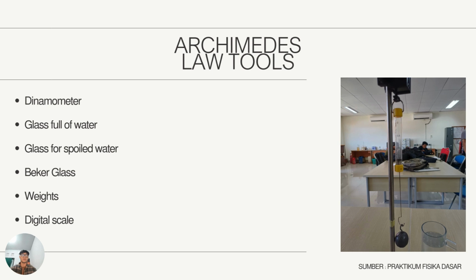Now, this is what we need for our experiment. First is a dynamometer, which we use for measuring the weight of our object. Then we have a glass full of water. Secondly is a glass for spilled water. Thirdly is a bigger glass, one that has measurements in milliliters. Then weights, so we have a variety of weights that we can use with the dynamometer, and a digital scale, which we use to measure the weight of the spilled water.